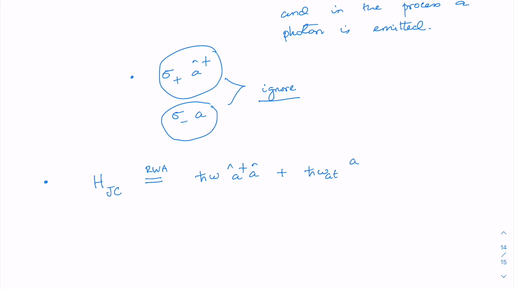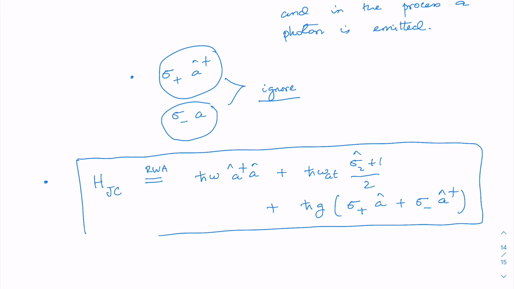We have it as sigma Z plus 1 by 2, and then we have ħ g, sigma plus a plus sigma minus a dagger. So this is what we have, and we are going to discuss it now.